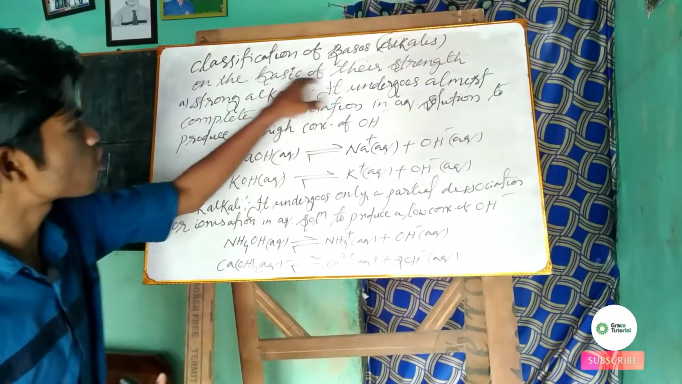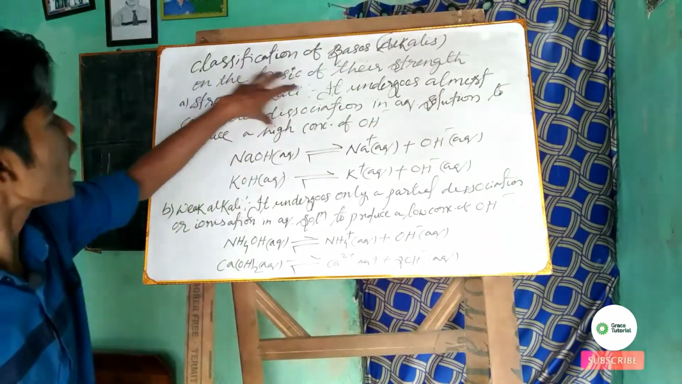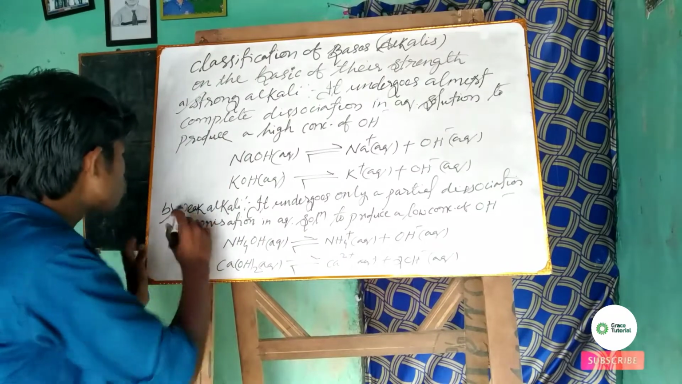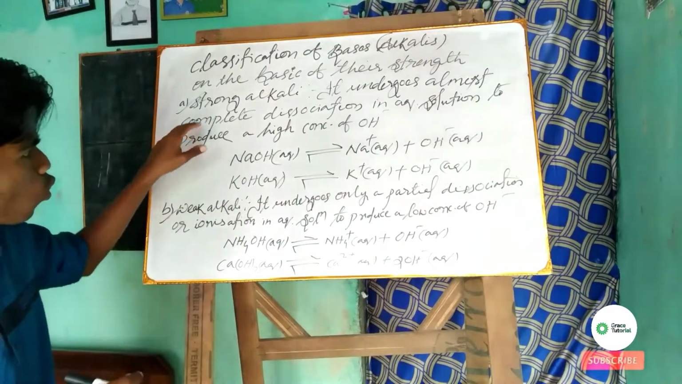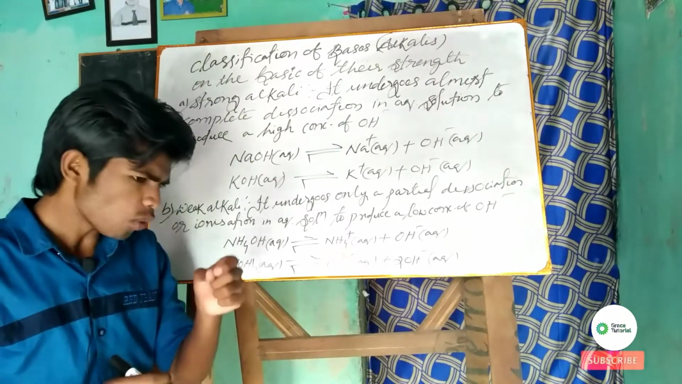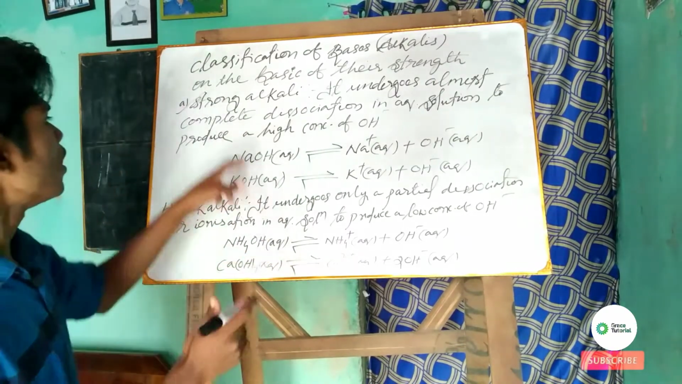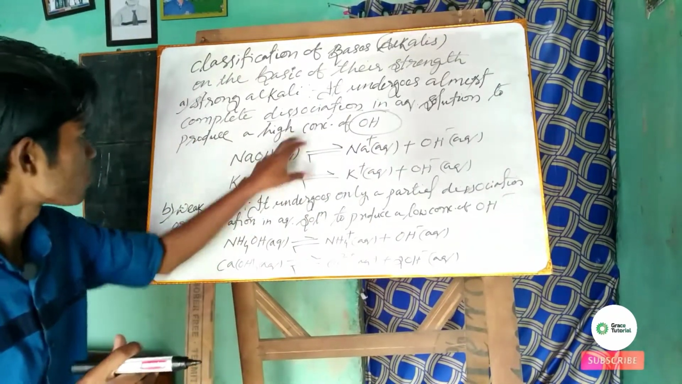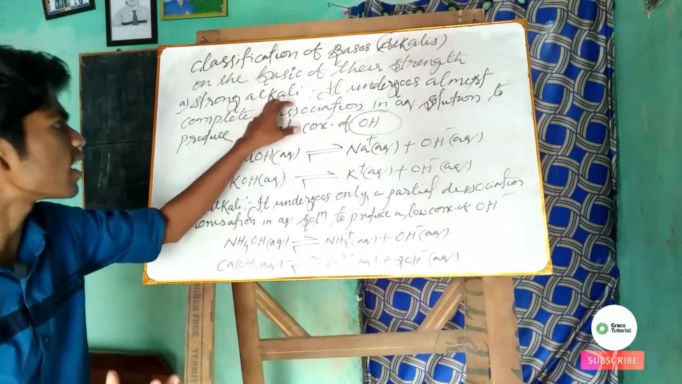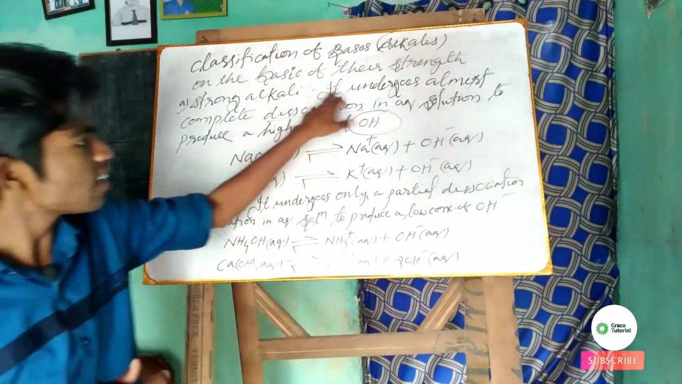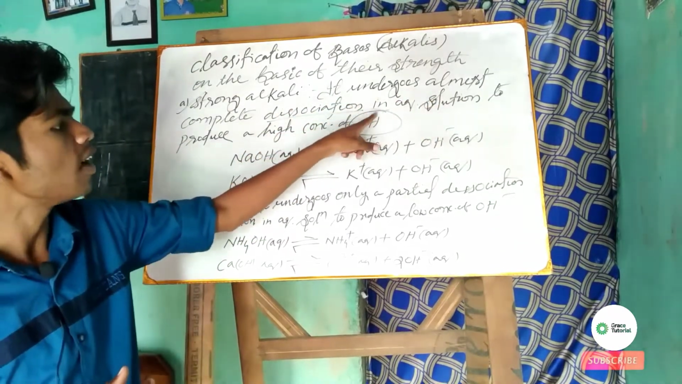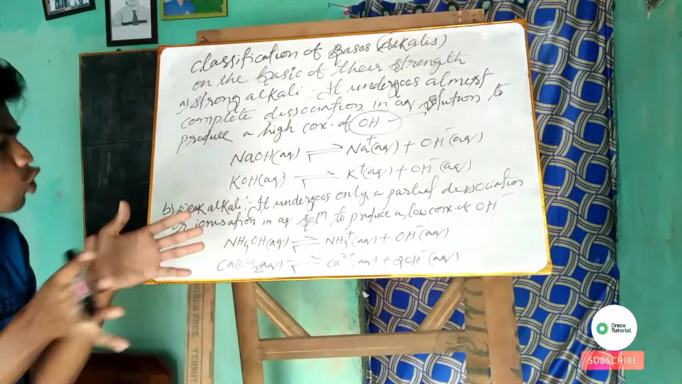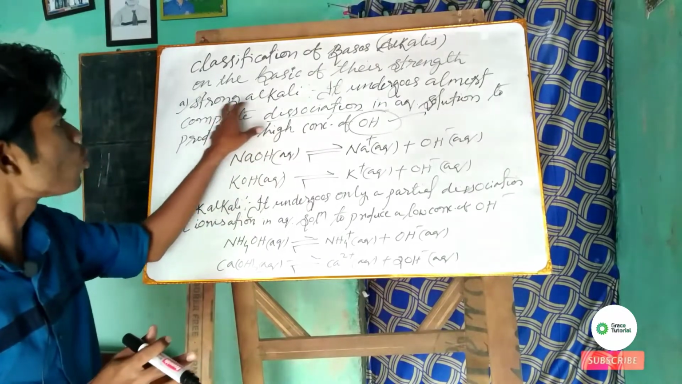On the basis of their strength, the bases or alkalis have been categorized into two types: one is the strong alkali and number two, the weak alkali. What do you mean by a strong alkali? When a substance undergoes complete dissociation in aqueous solution, producing a high concentration of the OH minus ion, then that alkali is called a strong alkali. That's why I have written the definition here: it undergoes almost complete dissociation in aqueous solution to produce a high concentration of the OH minus ion.